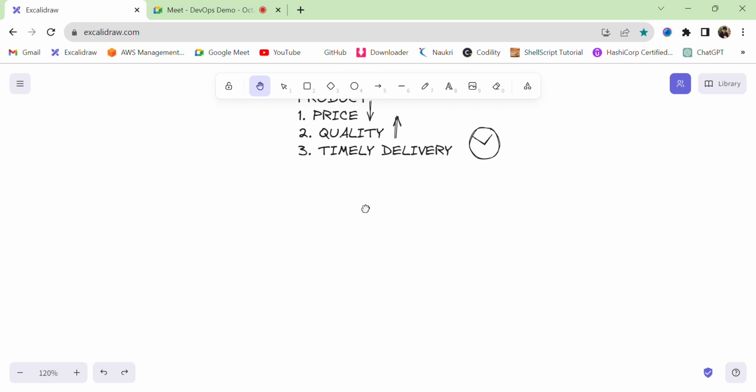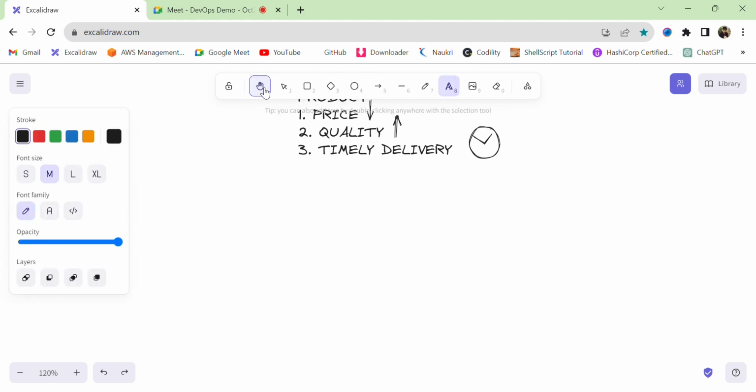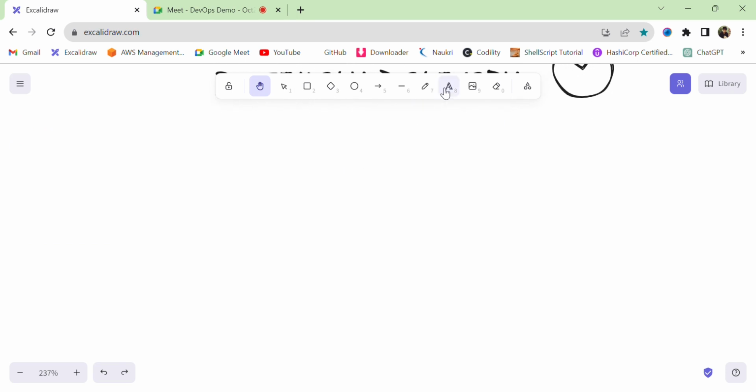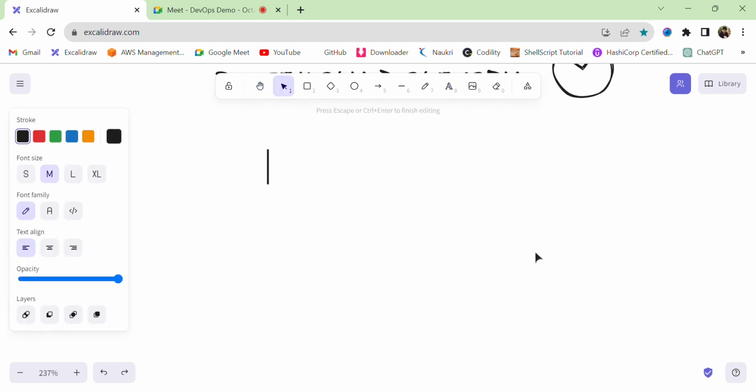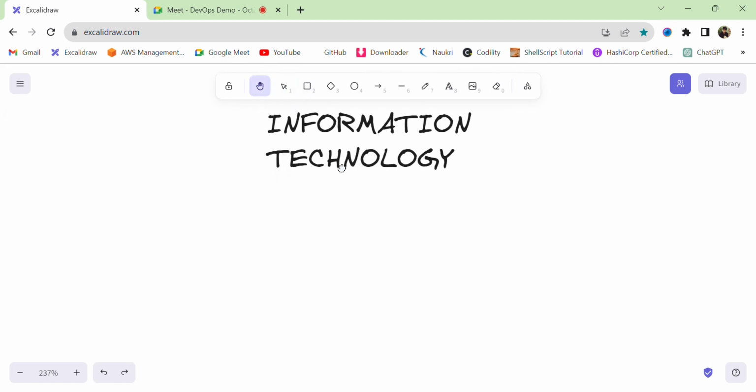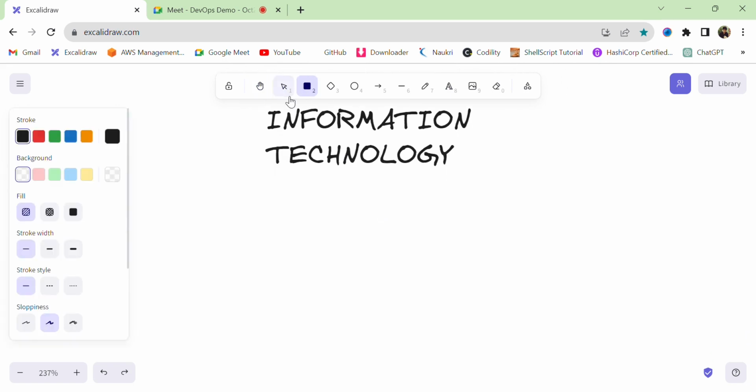Now, when we are talking about DevOps, it is specifically related to IT, to information technology. There are many methods and processes with which a product is delivered in any IT organization.